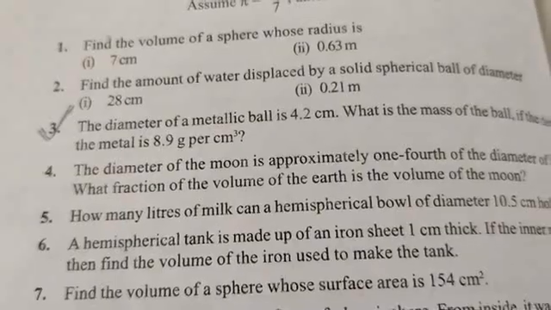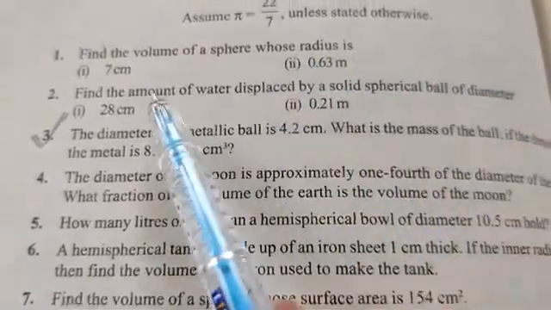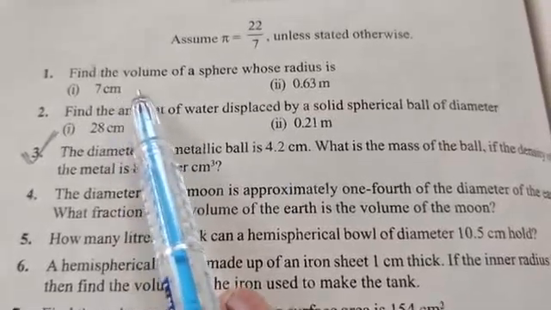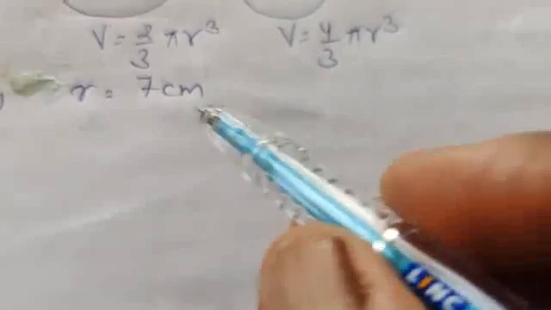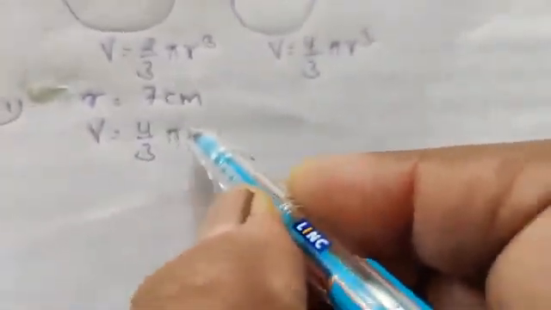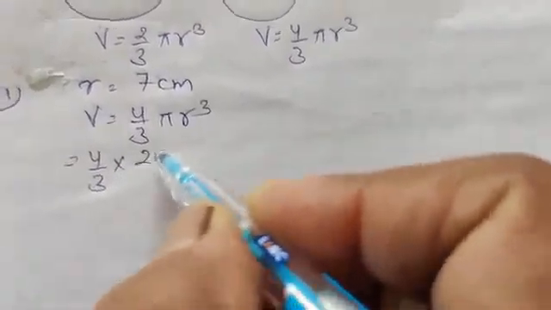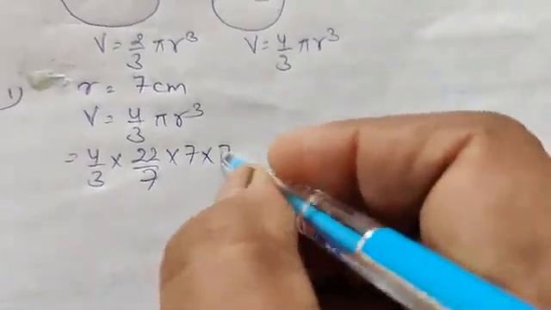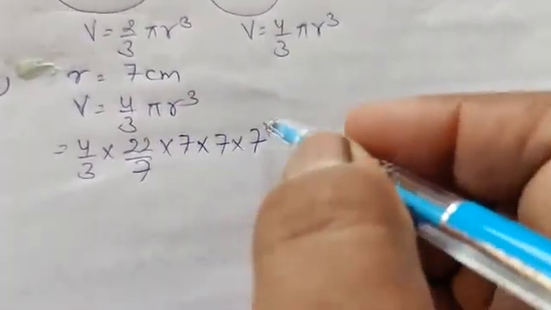Now question number 1. Find the volume of a sphere whose radius is 7 centimeter. Just put in the formula r equal to 7 centimeter. The volume of a sphere is 4 by 3 pi r cube. Now 4 by 3 pi is 22 by 7, and r cube is 7 into 7 into 7. R cube means multiplied by itself 3 times.